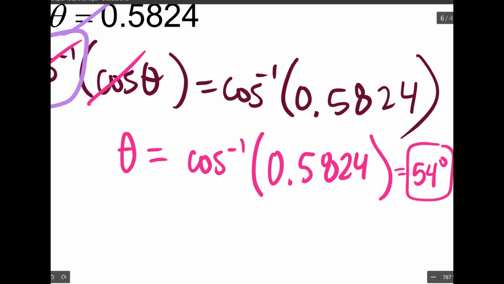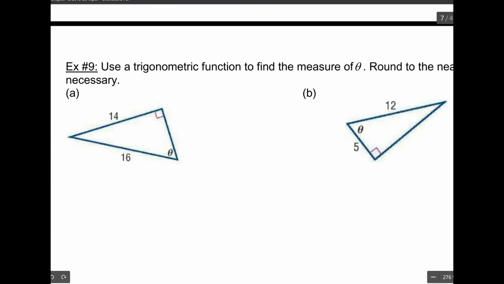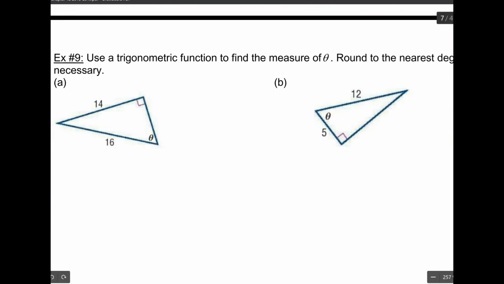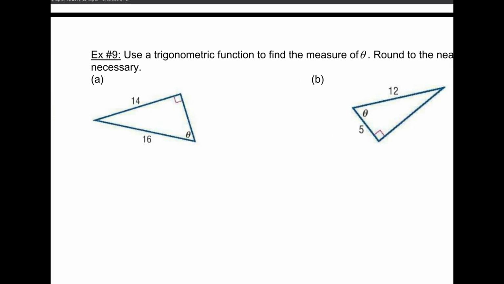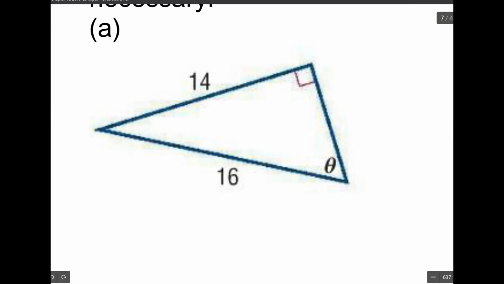54.3805. 54 degrees. Perfect. Alright, let's go to the next slide. Use trig functions to find the measure of theta, the angle, rounding to the nearest degree if necessary. So I'm wanting to solve for this angle.